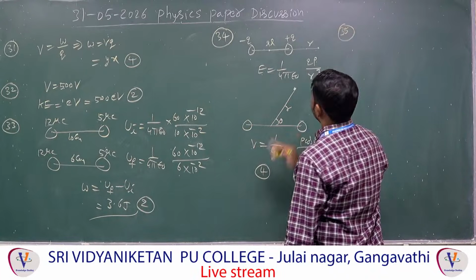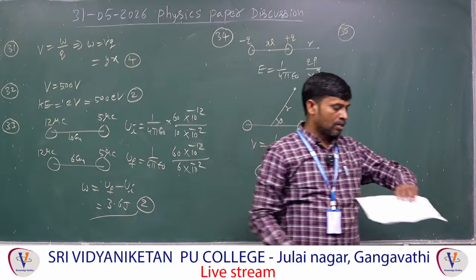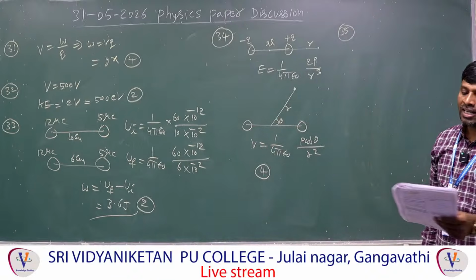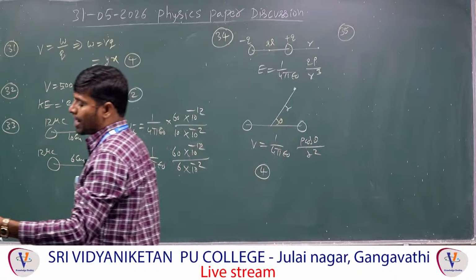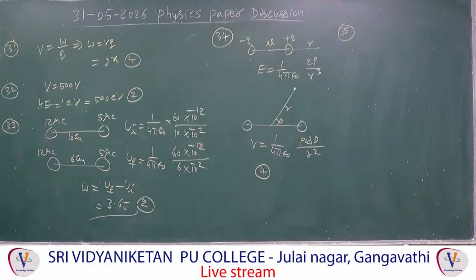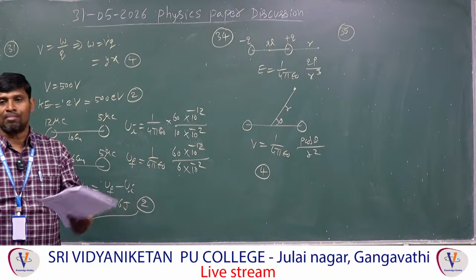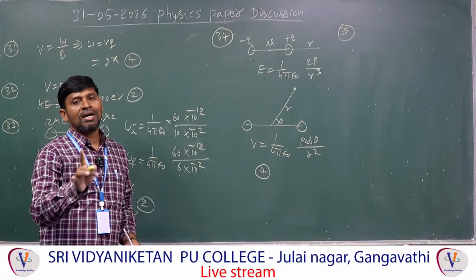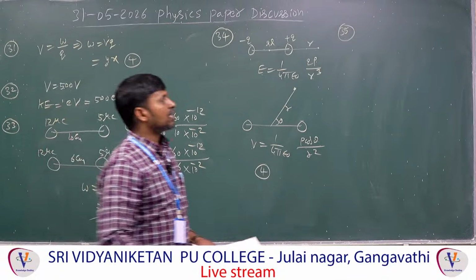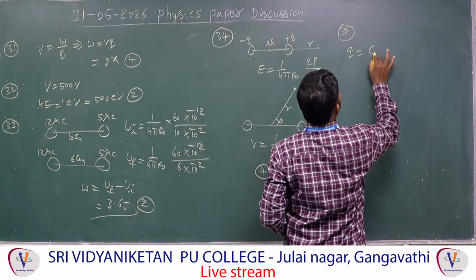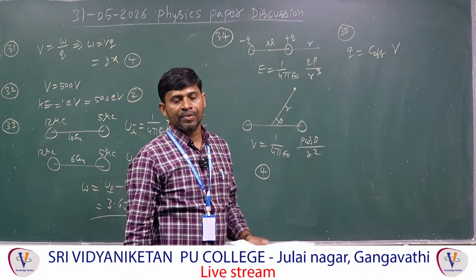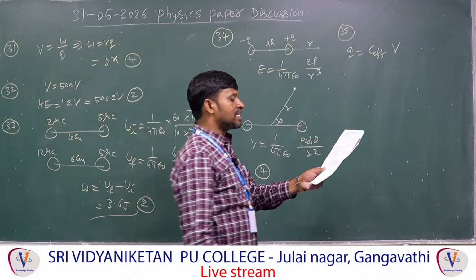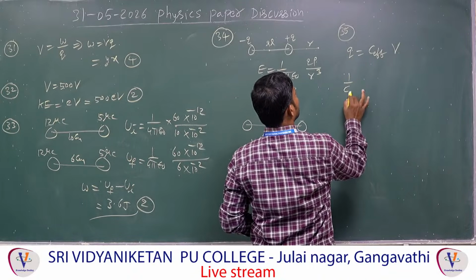Question 35. 3 capacitors, 2 microfarad, 3 microfarad and 6 microfarad. Across them a 10 volts battery is there. What is the charge? These 3 are in series. In series, the charge value is the same. That's why Q is equal to CV, effective capacitance into V. 3 capacitors are in series. What is the effective capacitance?